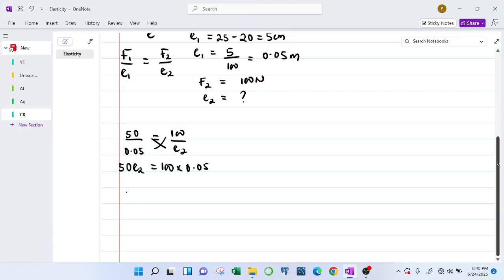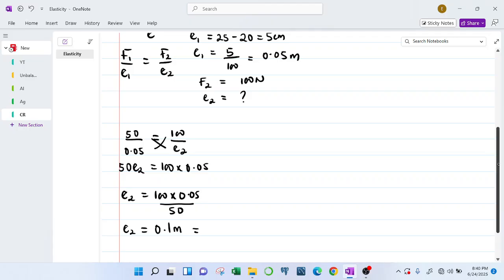And then E2 equals 100 times 0.05 divided by 50. So when you do this, 50 divided by 100 is 2. 2 times 0.05 should give us 0.1. So 0.1 meters.